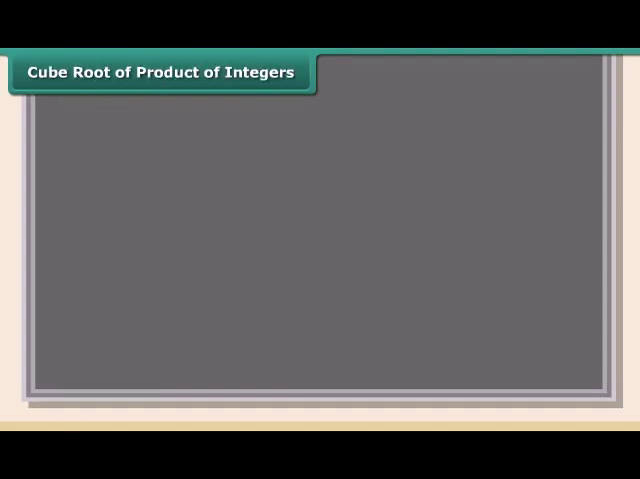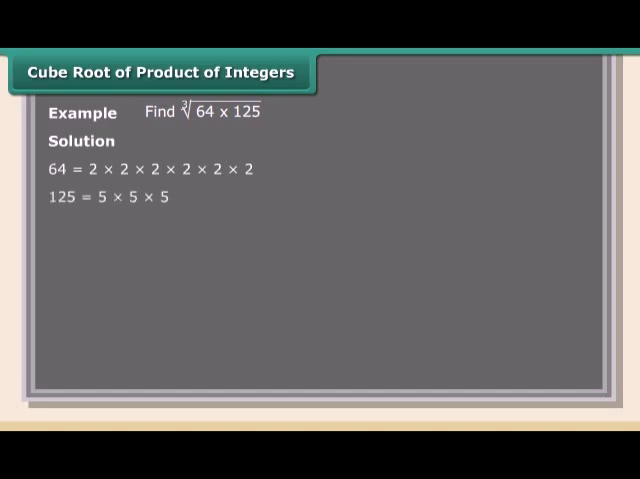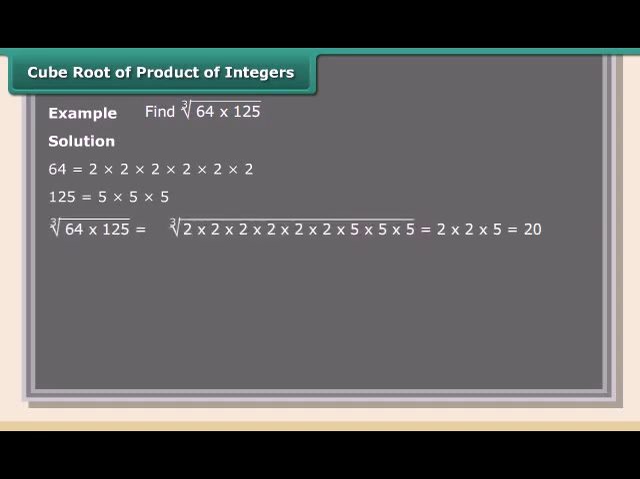Cube root of product of integers. Example, find cube root 64 into 125. Solution, 64 is equal to 2 into 2 into 2 into 2 into 2 into 2. 125 is equal to 5 into 5 into 5. Cube root 64 into 125 is equal to cube root 2 into 2 into 2 into 2 into 2 into 2 into 5 into 5 into 5, which is equal to 2 into 2 into 5, which equals 20.